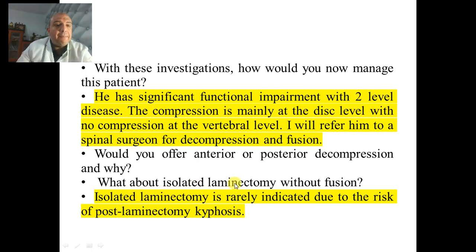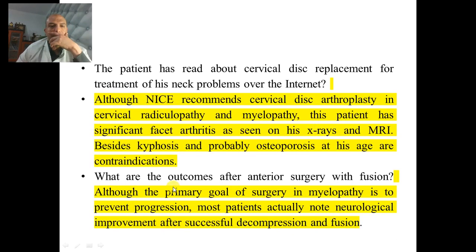What about isolated laminectomy? Laminectomy without fusion is very dangerous. Laminectomy means that I have to remove the lamina. So what is the posterior stabilizer of your cervical spine? It will go into at least instability. So you have to fuse it, most commonly with lateral mass screws. Post-laminectomy kyphosis or instability is rarely indicated, because post-laminectomy kyphosis is one of the causes of cervical myelopathy and instability.